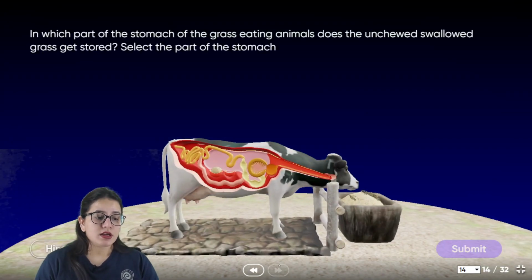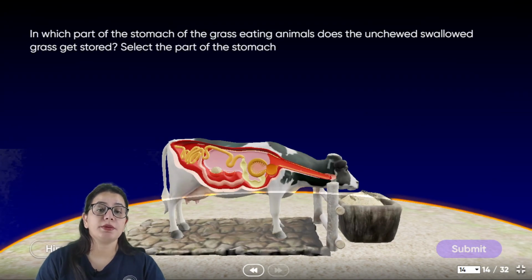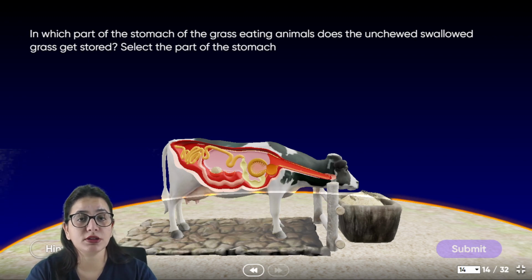Next, in which part of the stomach? Now we are talking about the grass eating animals. Now we are talking about the cattle.